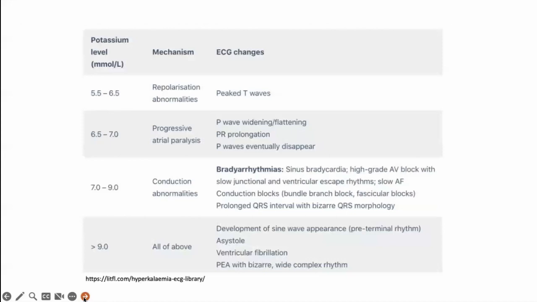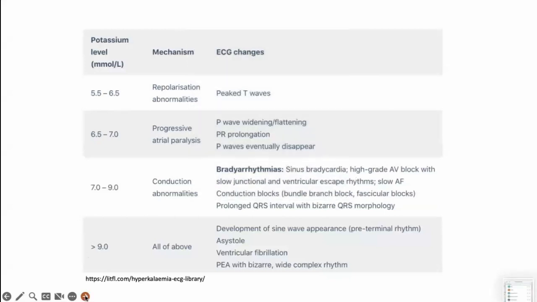Okay, this is just a summary slide of what we just spoke about, explaining that the ECG changes progressively worsen as your serum potassium level rises. And like we said, by the time you've got your severe conduction abnormalities, you've most likely got a potassium of more than 7, and you're at a point where you peri-arrest. Okay, we can go next.